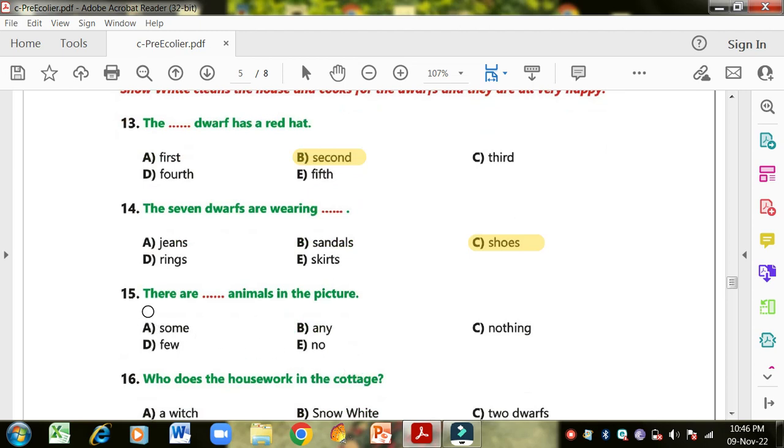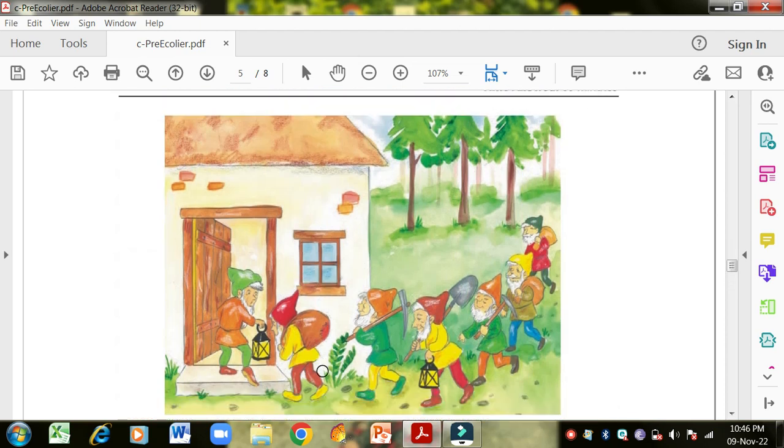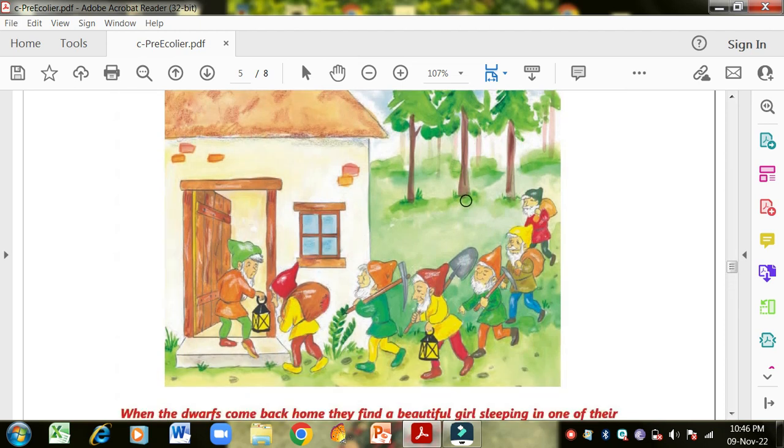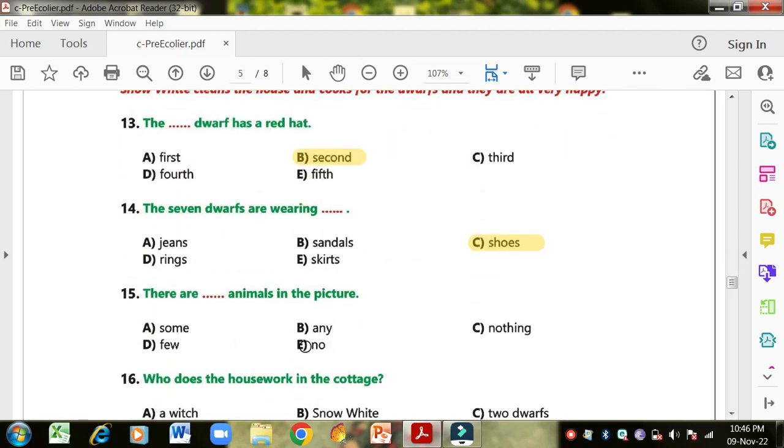Okay, now come to 15. There are dash animals in the picture. So can you see any animal in the picture? In this picture, can you see any animal? No, there is no animal. There are only the 7 dwarfs. So the answer is no.